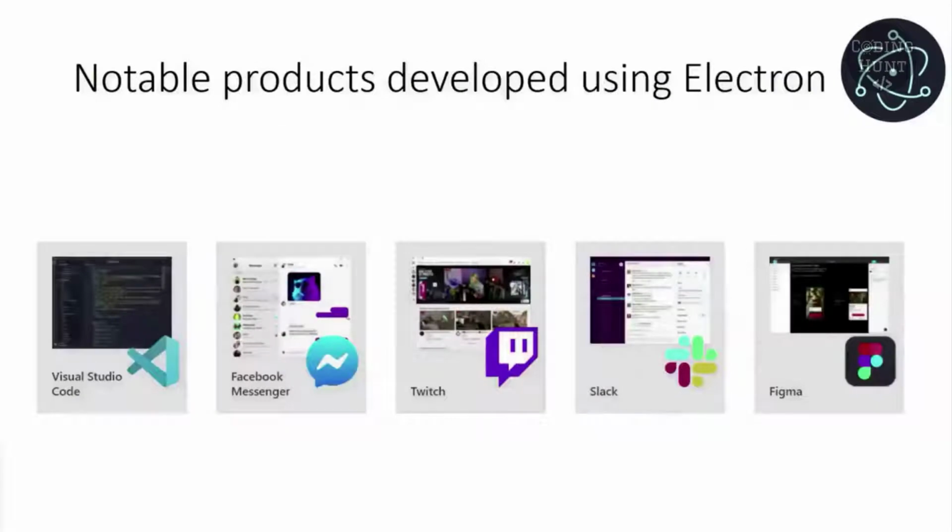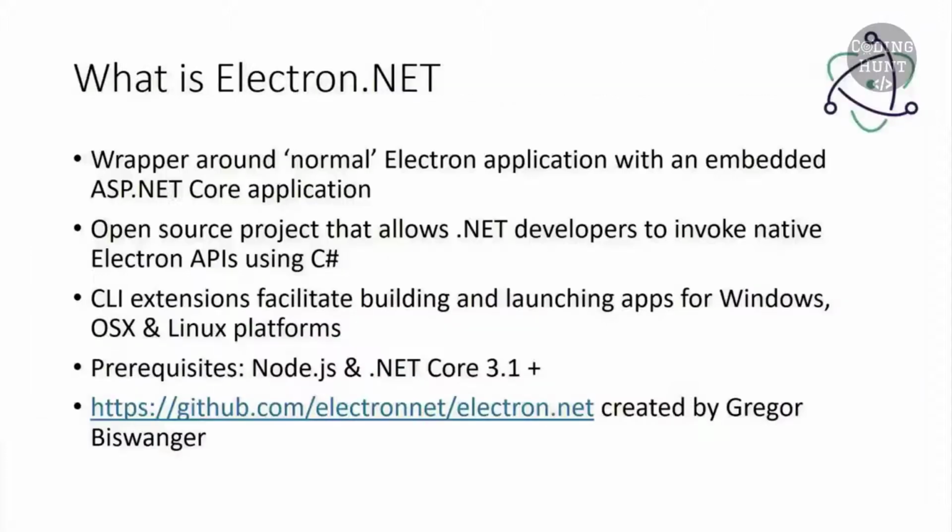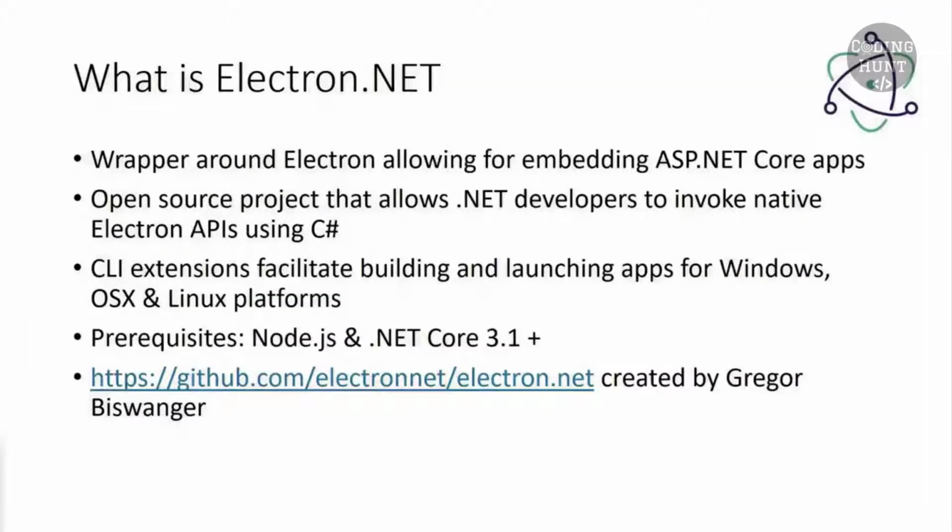Some notable products that have been developed using Electron are Visual Studio Code, which we will be using in this tutorial, Facebook Messenger, Twitch, Slack, Figma, and much more. What about Electron.NET? What is that? Well, it's a wrapper around Electron that allows you to embed ASP.NET Core web apps. It's an open source project that allows .NET developers to invoke native Electron APIs using C#. It's got command line interface extensions that facilitate building and launching apps for Windows, OS X, and Linux.